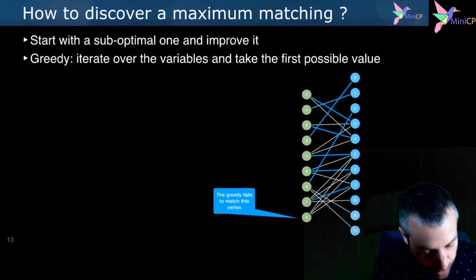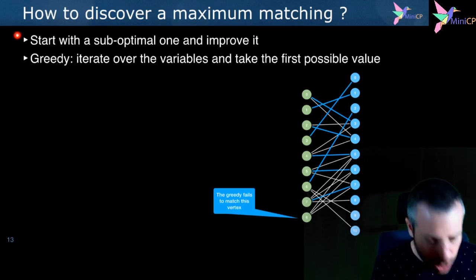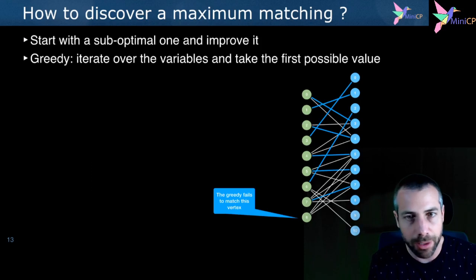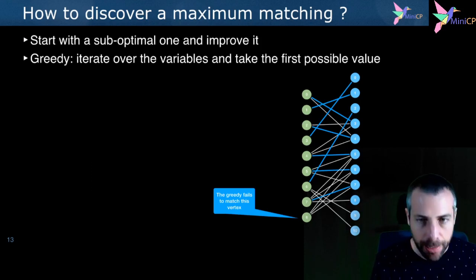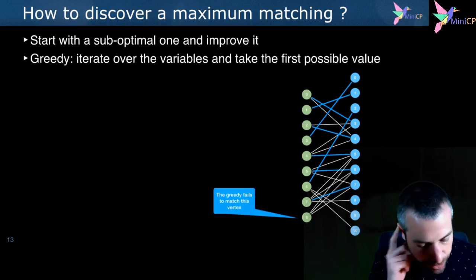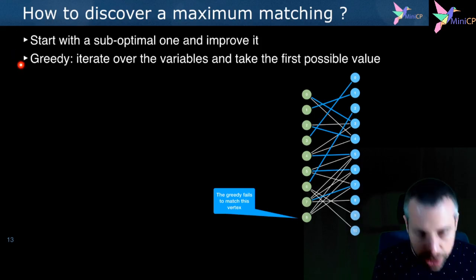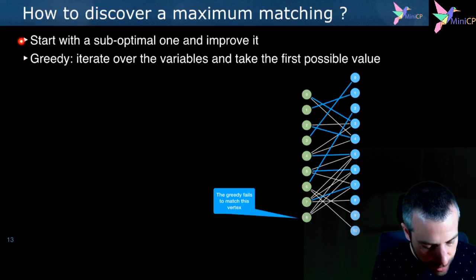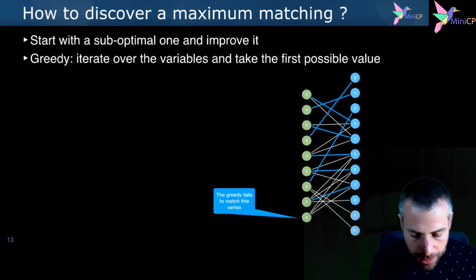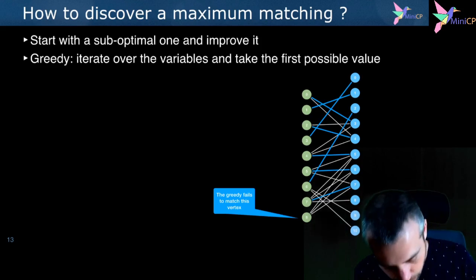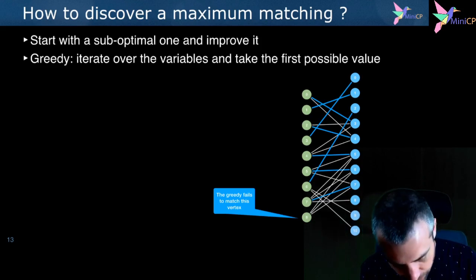So you can start with any matching. You could start just with a matching with just one edge, which is obviously a feasible one, and then you can greedily augment it. What I propose is to do it a little bit better than just starting with one edge. We will start with a greedy assignment of the variables, and every time we'll take the first value that is still available. So we will go in that direction.